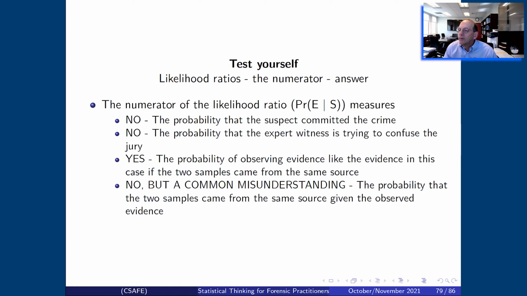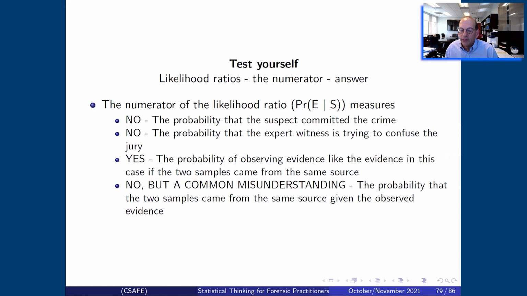Excellent. So here we are. First 2, everyone got right. This cannot be telling us the probability that the suspect committed the crime, because for one thing, it's only about this particular type of evidence. And 2, it's not the probability the expert was trying to confuse the jury. 3 is actually the correct answer in this case. It is the probability of observing the evidence like this, if 2 samples came from the same source.